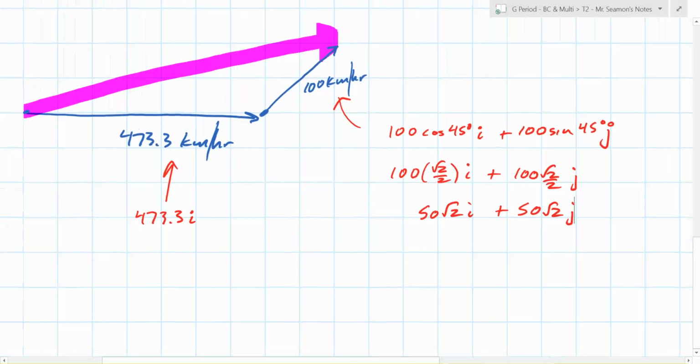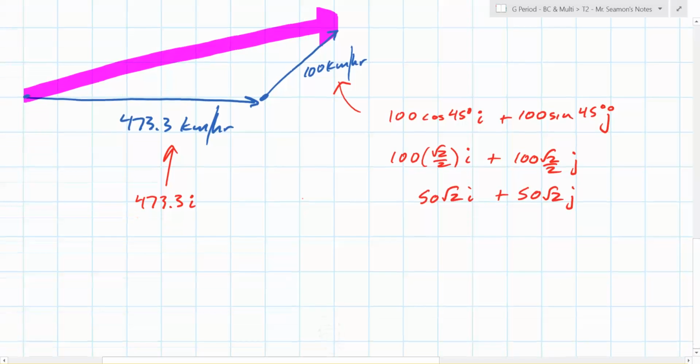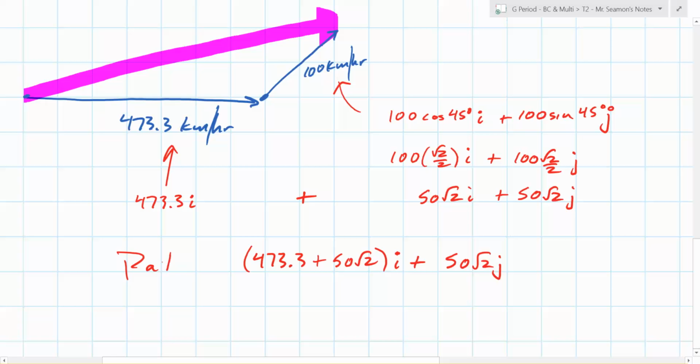So the actual path of the plane would be modeled by what vector? What do you have to do with these two vectors? Add them together and you end up with 473.3, let me close the parentheses first, plus 50 root 2 i plus 50 root 2 j. So this right here is the path of the plane, right?